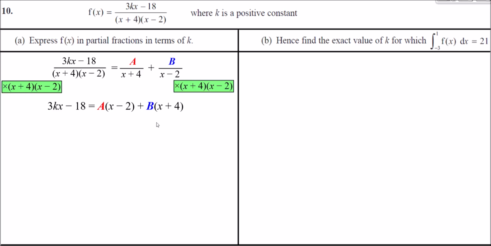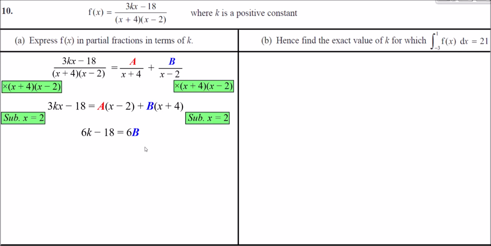We can now choose different numbers, different amounts for x, such that some of these brackets cancel, one bracket cancels rather, and the other one will remain. So first of all, we could pick to go for x being equal to 2. So if we sub x being equal to 2, the A bracket will vanish, and on this side, if x is 2, we'll get 3 times 2 times k, 6k minus 18 will equal 6 lots of B, because 2 plus 4 gives 6.